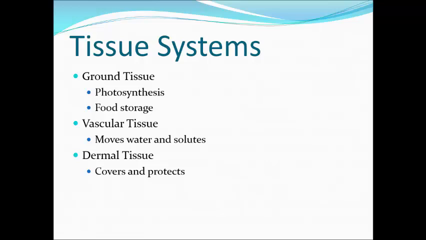We also have three different types of tissues, and these will be on your quiz. You need to know the ground tissue, the vascular tissue, and the dermal tissue. The ground tissue is responsible for photosynthesis and food storage. The vascular tissue is responsible for moving water and solutes. And then the dermal tissue helps to cover and protect the plant. So you have those three types of tissues found within plants, and you will need to know those. I'm going to ask you about one of them.